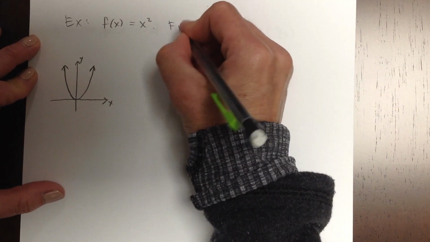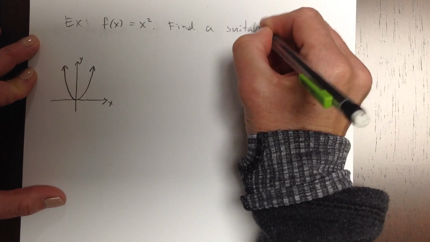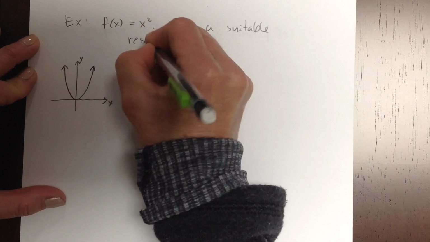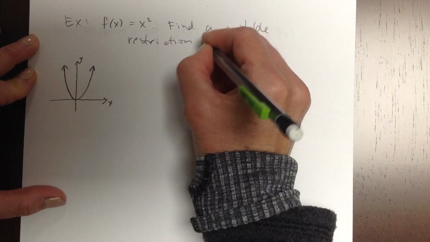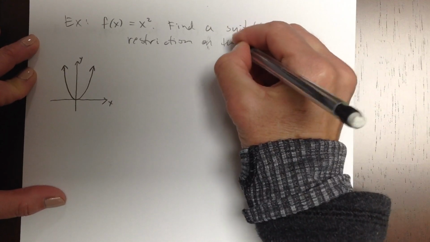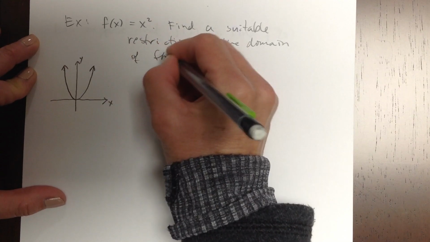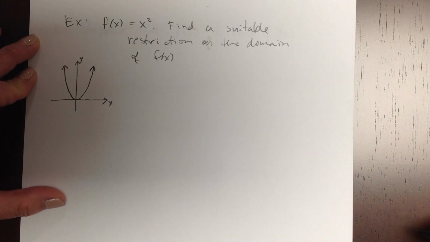So find a suitable restriction on the domain of f of x so that its inverse is a function.